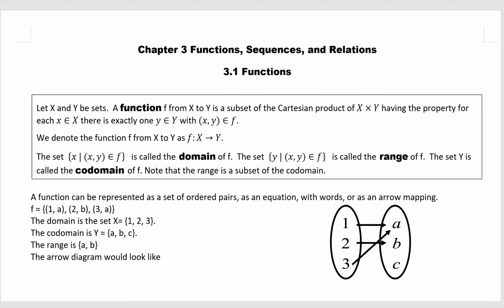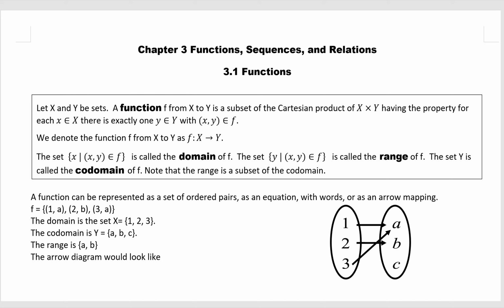Session 3.1, Functions. Let X and Y be sets. A function f from X to Y is a subset of the Cartesian product X × Y having the property that for each x in the set X, there is exactly one y in the set Y with the ordered pair (x, y) in f. We denote the function f from X to Y as f: X → Y, okay?